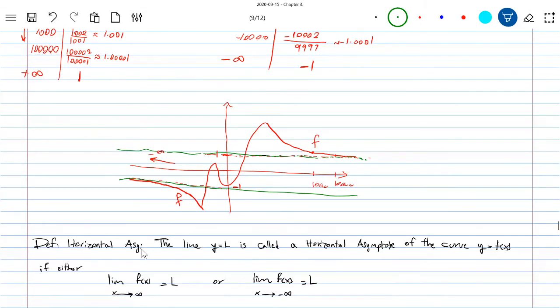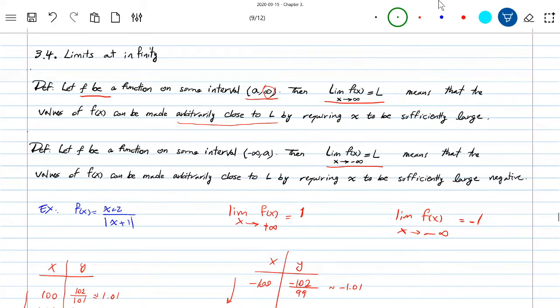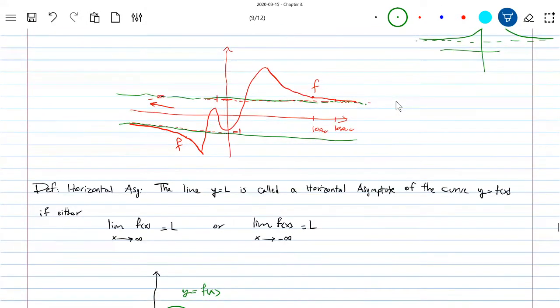Okay, so the most you can have is two horizontal asymptotes. One is at positive infinity, the other one is at negative infinity. Sometimes you do not have a horizontal asymptote, something like x squared. The function does not approach any constant, so there is no horizontal asymptote. Sometimes you have one horizontal asymptote. On both sides, the function approaches the same dashed line. And in this example here, we have two horizontal asymptotes. One is y equal to 1, the other one is y equal to negative 1.